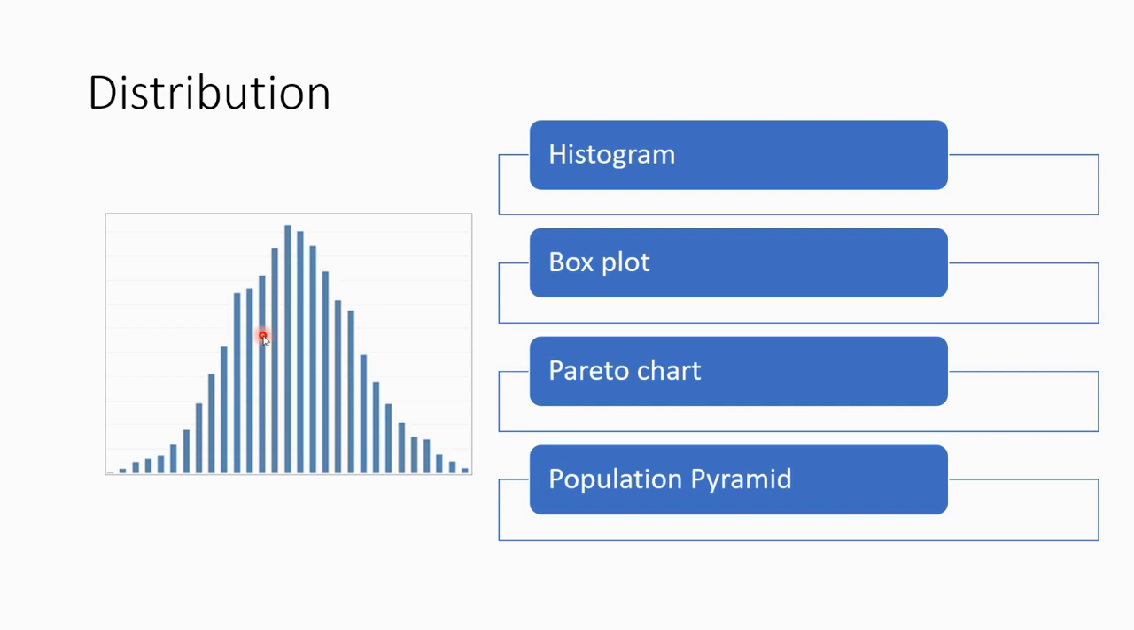Next is the distribution chart. When you're trying to find the frequency of events within a population, you're looking at a distribution. If you're showing the number of respondents to a survey by age or frequency of incoming calls by day, a distribution chart might be the best choice for you. A distribution chart can be represented using a histogram, box plot, Pareto chart, and population pyramid.